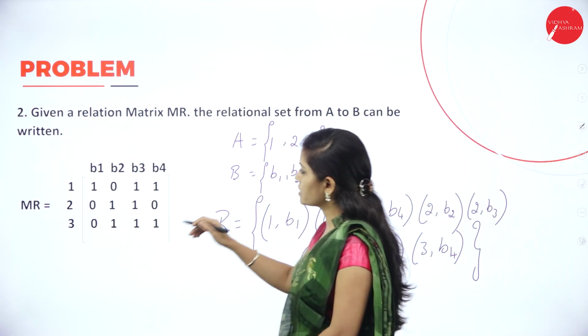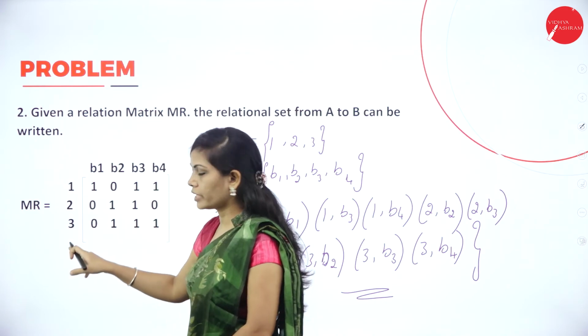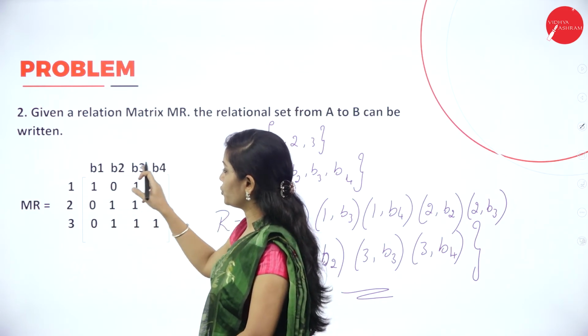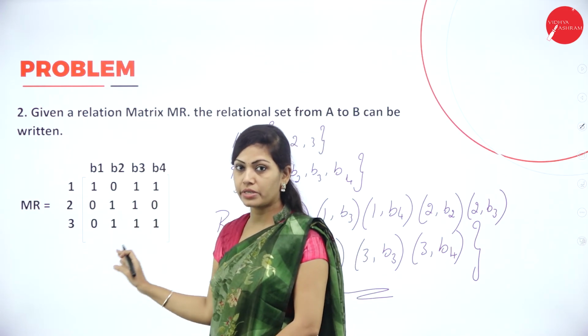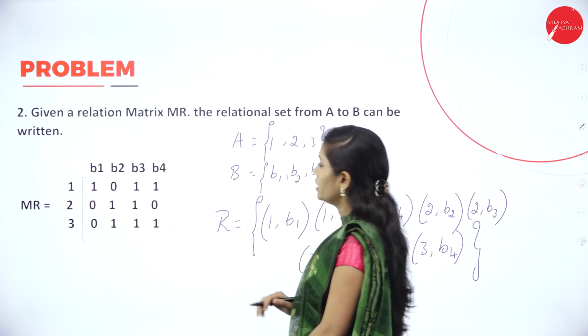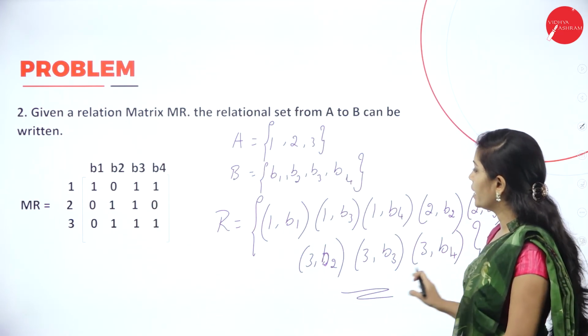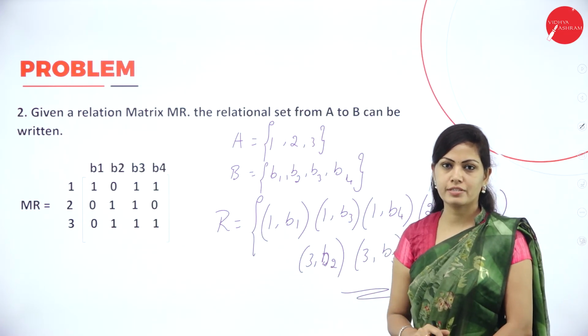We have two sets. Set A contains 1, 2, 3 and set B contains B1, B2, B3, B4. So using this matrix representation, we can find the relation. So this is your relation of a given matrix.